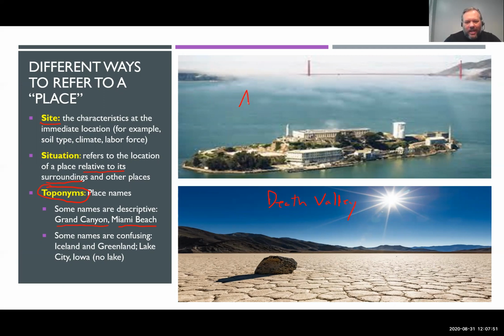This is Alcatraz Island. We normally just refer to it as Alcatraz, but the technical name is Alcatraz Island. This is an island, and it used to be a prison. If you ever get to San Francisco and get a chance to take a tour of this, it's pretty awesome. But anyway, here's the Golden Gate Bridge in the back, San Francisco off to the side. So those are the toponyms.